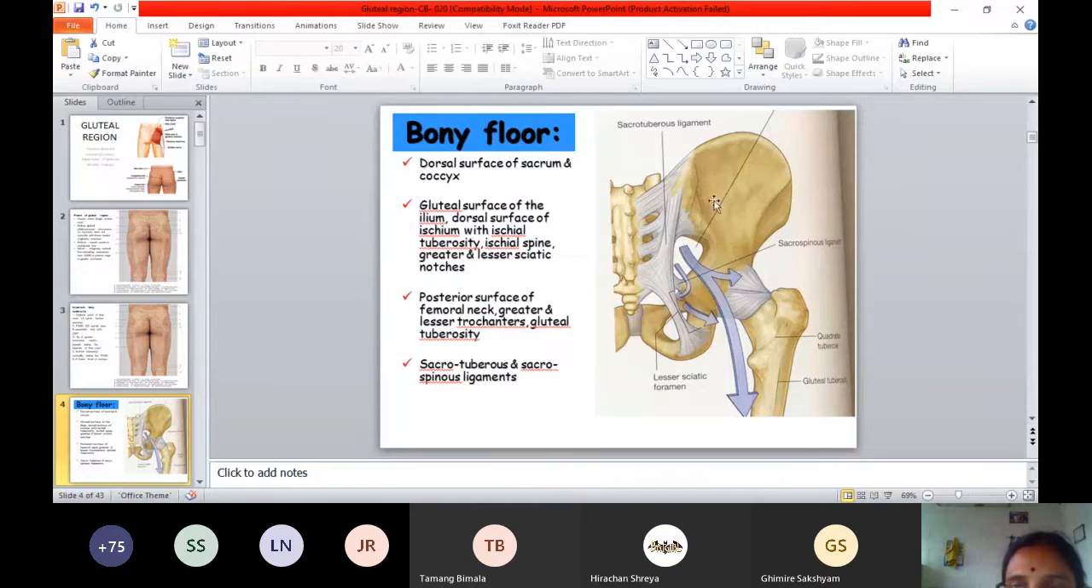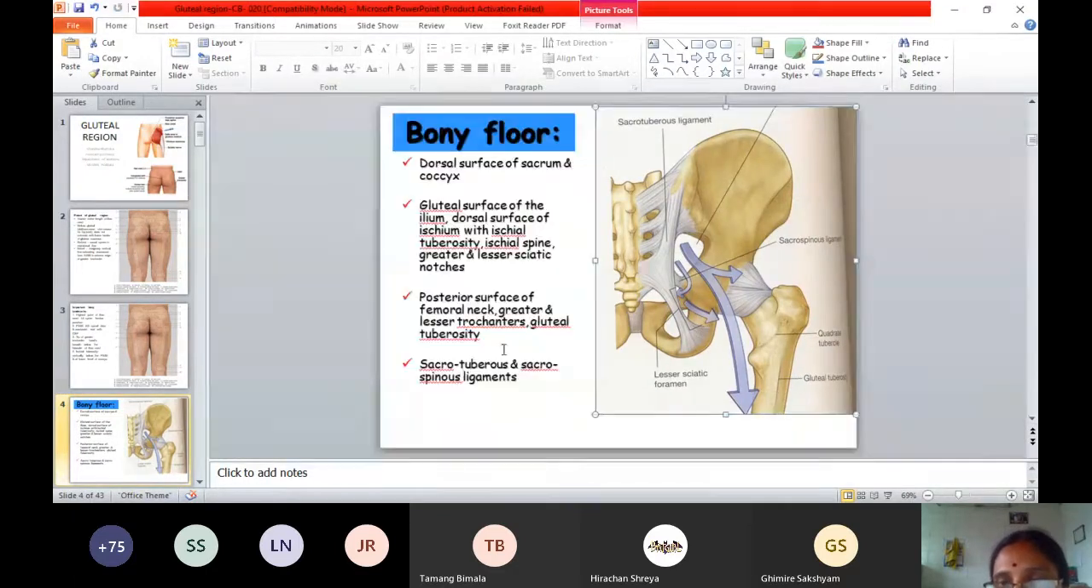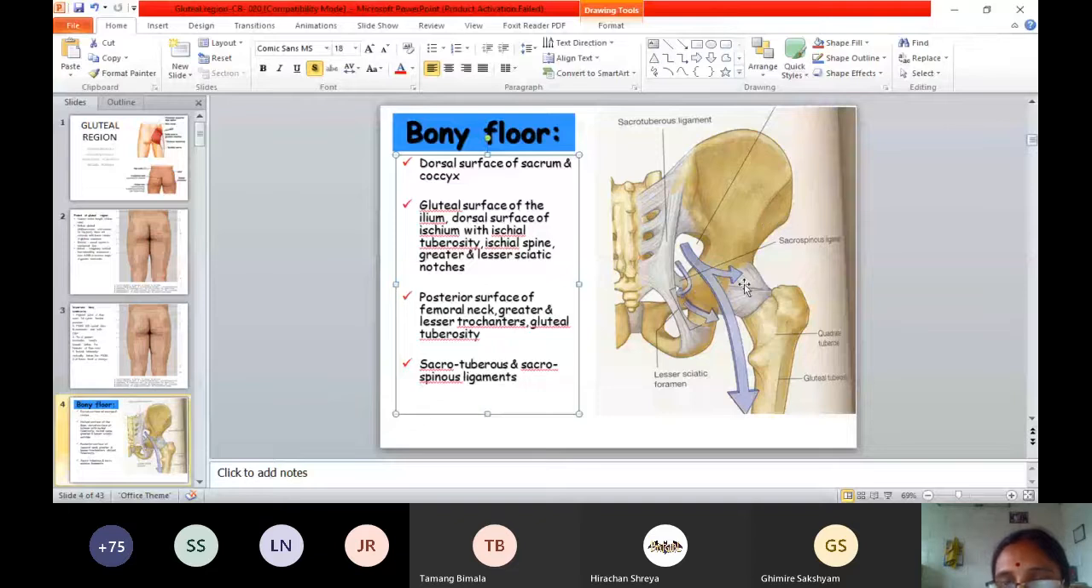Now the bony floor of the gluteal region. What are the bones that lie in the gluteal region? The bones that lie in the gluteal region are the dorsal surface of the sacrum and coccyx. Dorsal means posterior. This is the coccyx. Then this posterior surface, this whole bone, is known as the hip bone.